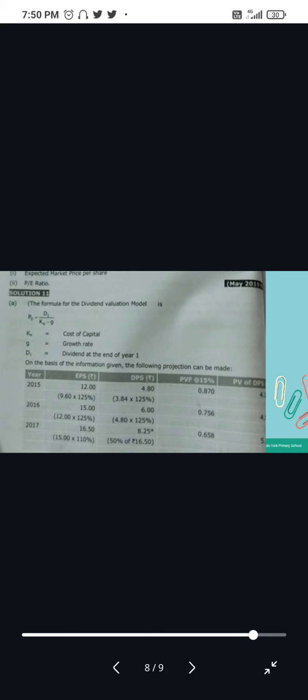In 2016 also the EPS growth rate is 25%. So 12 into 25% gives 15, whereas DPS, as the growth rate is 25%, also grows 25%. So 4.8 into 25% gives 6. We discount at 15% for 2 years, which becomes 4.536.